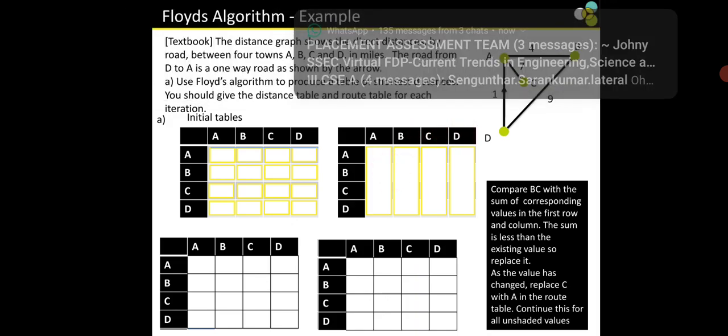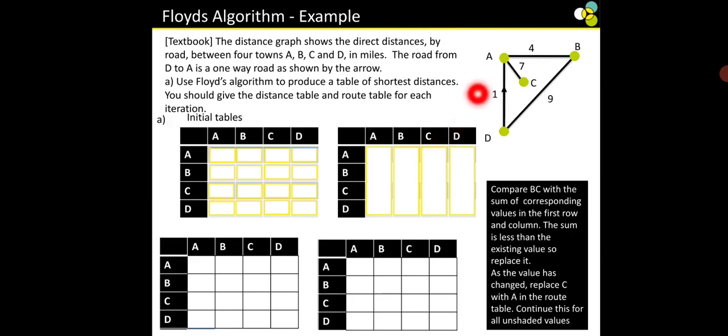Next, based on the replacement, we find the best path over the graph. That is what we call Floyd's algorithm. Here, as a value has changed, replace C with A in the root table and continue for the other path. This is the example for Floyd's algorithm.